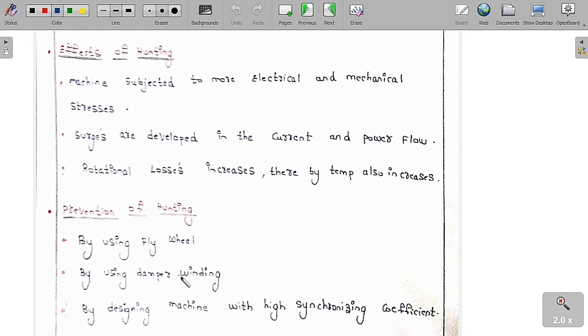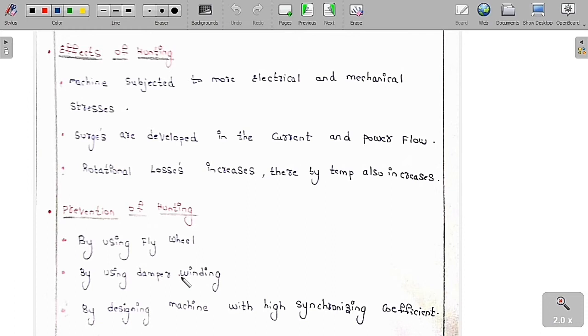With the help of the damper winding, you can always get the stable region, the stable point, even if there is a sudden variation of load. I've already told you about induction motor torque and induction generator torque. With the help of this, you are always going to get the stable point of operation. The remaining prevention methods are using the flywheel, and designing a machine with a high synchronizing coefficient. So these are the three ways by which we can remove the hunting in a given synchronous machine: the flywheel, the damper winding, and a high synchronizing coefficient.